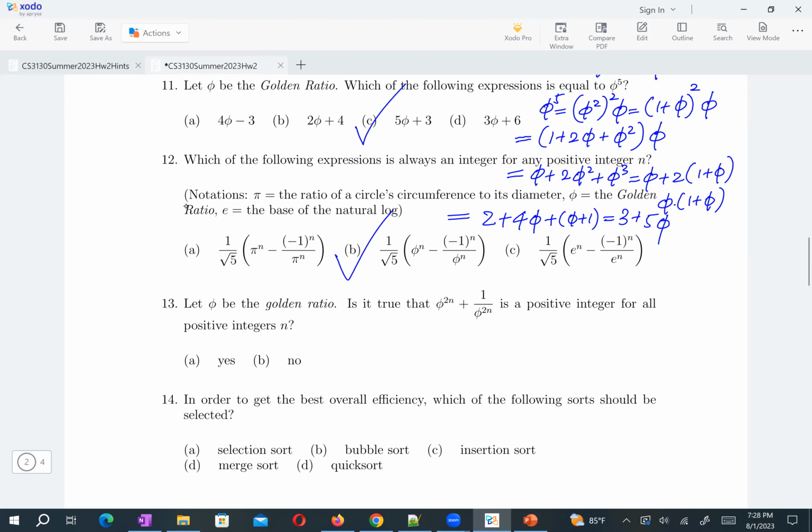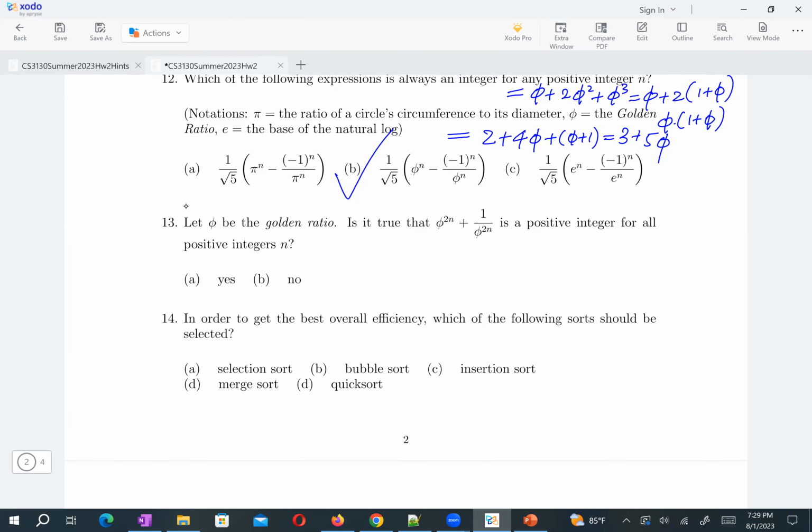Fibonacci formula. Yes. Otherwise, because Fibonacci numbers have this special formula. For the others, I just tried to confuse you. Same format, but replace the golden ratio by pi and e.